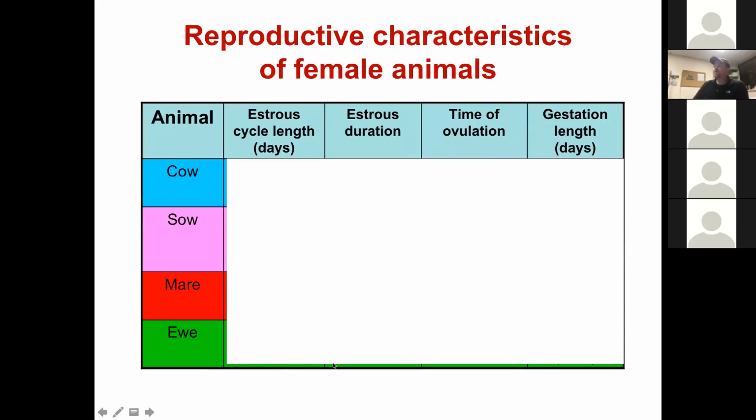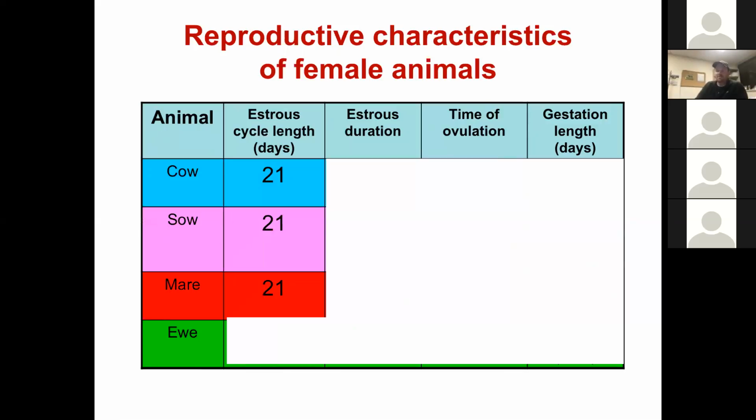So here's some characteristics between the different species, okay? Cow length. I was going to ask you that question, but it showed it right on the diagram, so I thought pretty easy one. The estrus cycle in a cow is 21 days. In a sow, it's 21 days. A mare, it's 21 days. And a ewe, it's about 16 days.